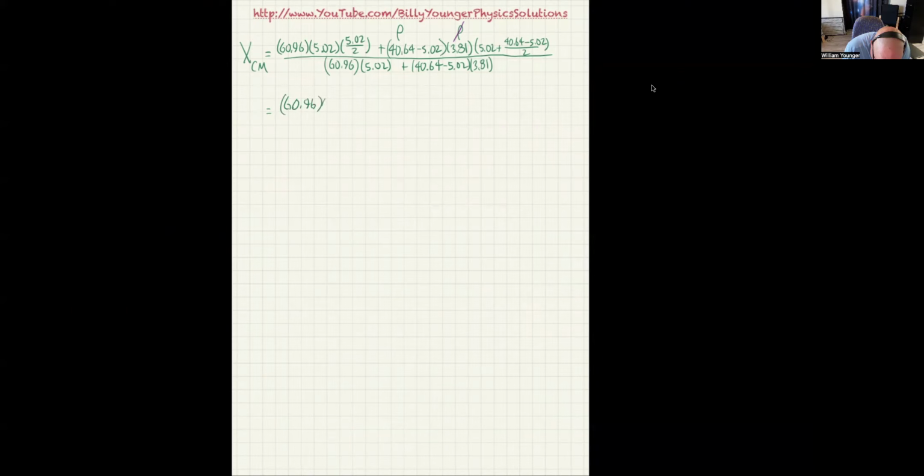60.96 times 5.02. And now I'm going to do some of the simple computations like division and subtraction. 5.02 divided by 2. I've already told you that's 2.505. Oh, actually, no, that's right. I thought it was 5.01. So this is 5.02, so this would be 2.51 for the 5.02 over 2.